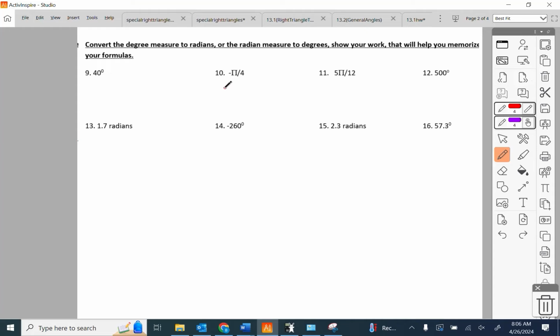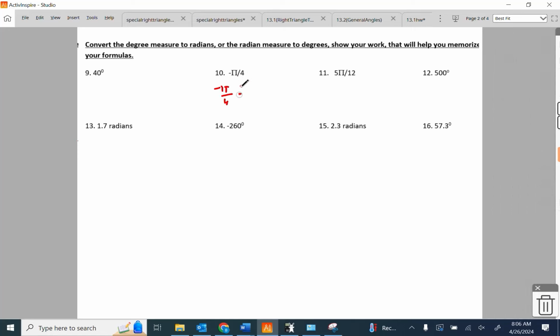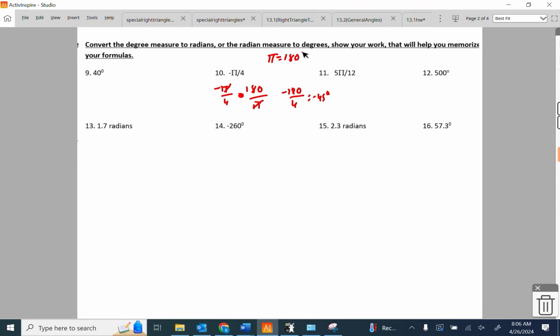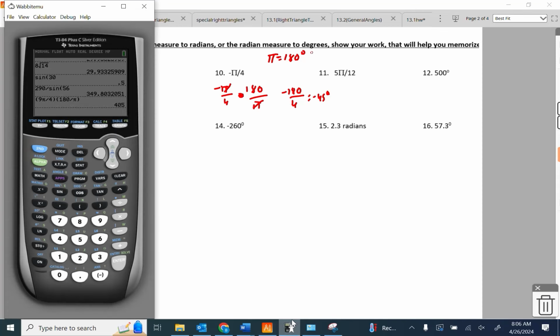So negative pi over 4, what I would want is I would want the pi symbols to cancel out, so I'd put a pi in the denominator. The pi's would cancel. And I'd have, that's a multiplier symbol by the way, negative 180 over 4, which is negative 45 degrees. You're more than welcome. There's other ways of doing this. You're told in your notes that pi is worth 180 degrees. That's what she is. So anytime you see a pi symbol, you could just replace it with 180. Ta-da, negative 45. So that's something you can do.